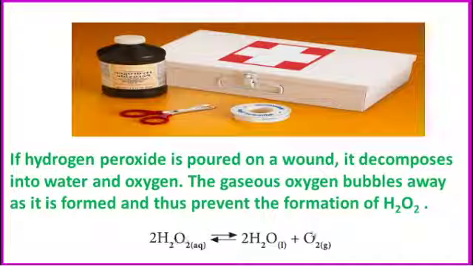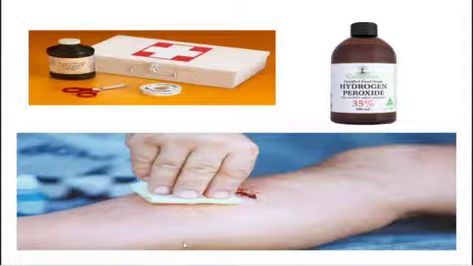This is a forward reaction. This is a backward reaction. 2H2O2 forms 2H2O and O2. The 2H2O combines with the oxygen to form 2H2O2. The formula of hydrogen peroxide is H2O2. This is a wound. Hydrogen peroxide is used to clean wounds.